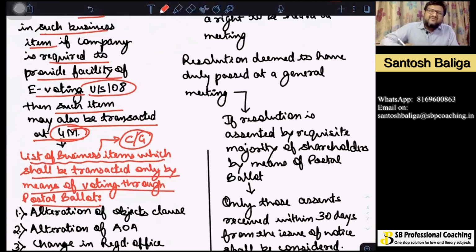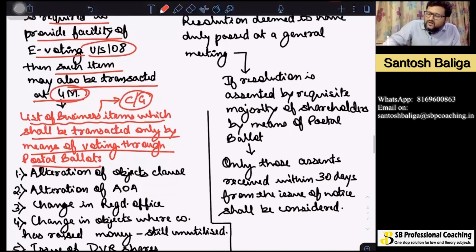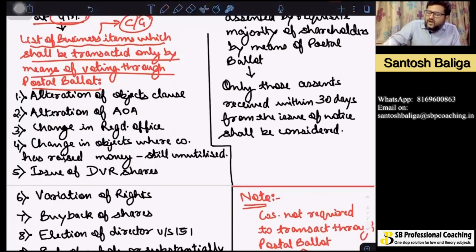You need to remember around 5 to 6 items for examination purpose. Okay. So the first one is, if the company wants to alter its object clause. We know what is object clause. Object clause is a clause which is there in the memorandum of association, and this depicts what is the business activity that the company is going to undertake. Okay, these memorandum of association and articles of association are incorporation documents of the company.